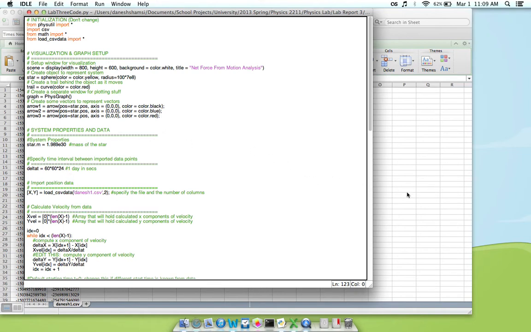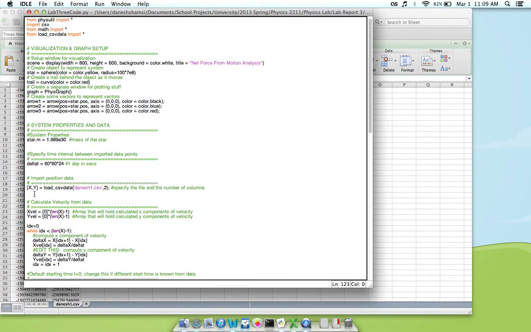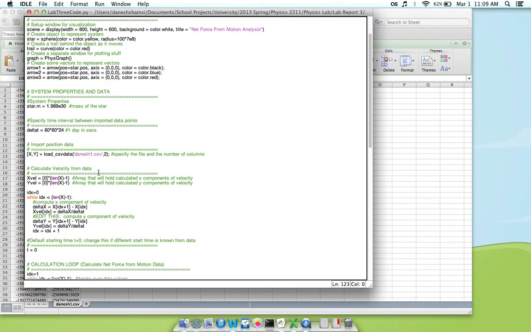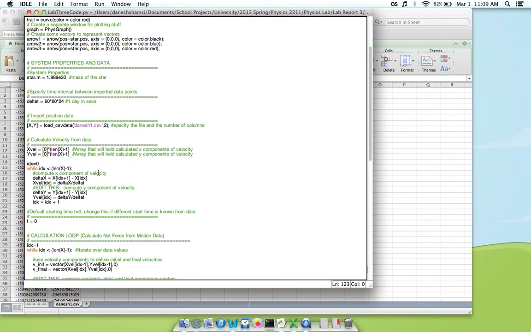So, as stated, for my code I was given a specific set of data, so I imported all the position data in this function right here from my own CSV file. Now, because I'm given position, I can use these positions to create position vectors that will allow me to calculate the velocity of the star. This section of the code creates an array of the calculated velocities that can later be used in the momentum principle.